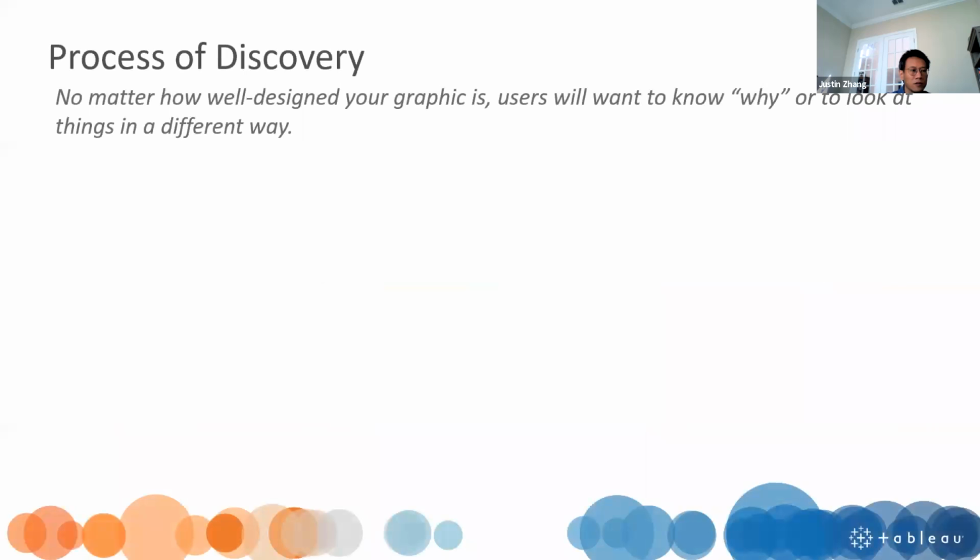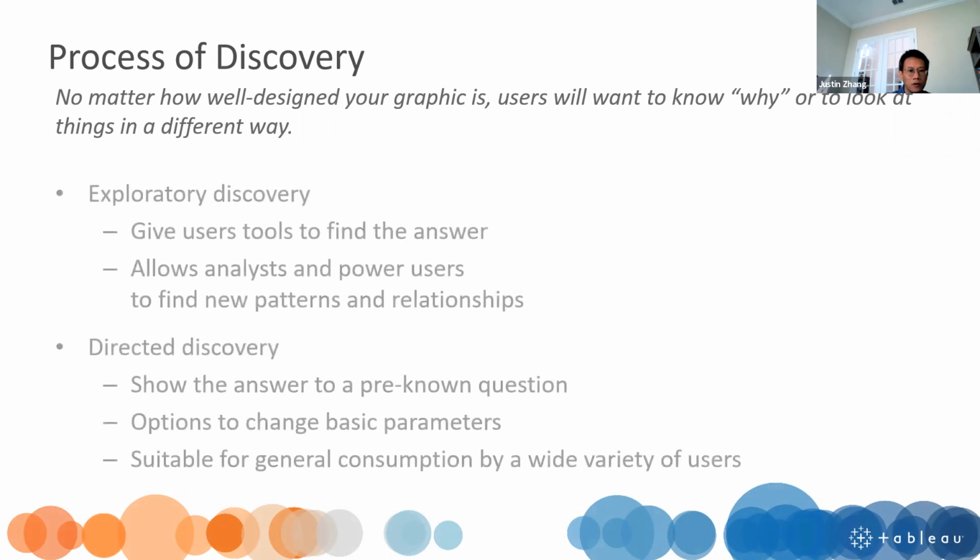So first, let's think about the process of discovery in two ways, exploratory versus directed, or maybe explanatory. So first, exploratory discovery gives users the tools to find the answer. So in this way, users will be allowed to analyze the data visualization and try to find patterns and relationships for what is being presented.